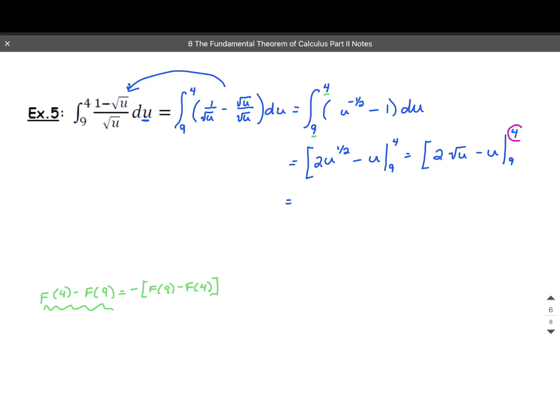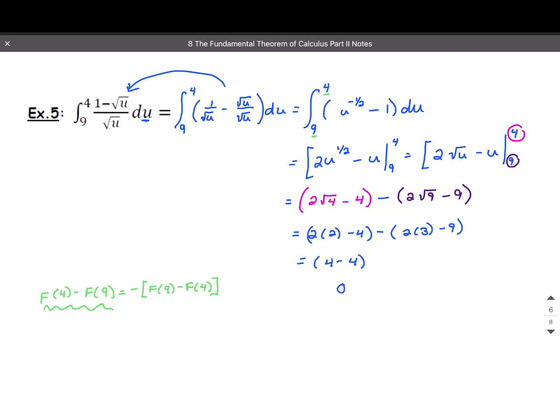We're going to substitute in our upper limit. Notice it's not the bigger number, that's okay. 2 times the square root of 4 minus 4. Then we're going to minus, and we're going to plug the 9 into our antiderivative. So 2 times the square root of 9 minus 9. Now we've got 2 times 2 minus 4 minus 2 times 3 minus 9. So this is going to give us 4 minus 4, which is 0. This is going to give us 6 minus 9, which is a negative 3. So we have 0 minus a negative 3. That's positive 3, and we're done.